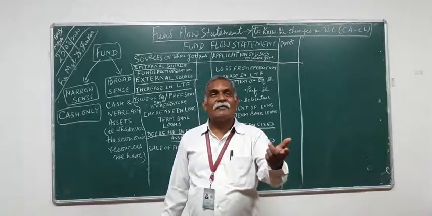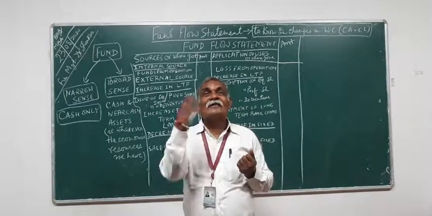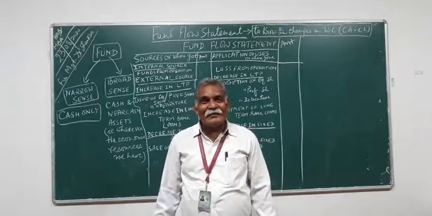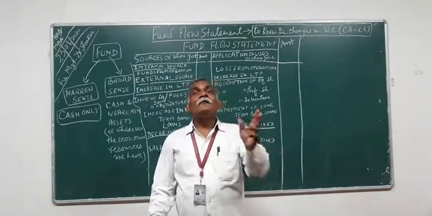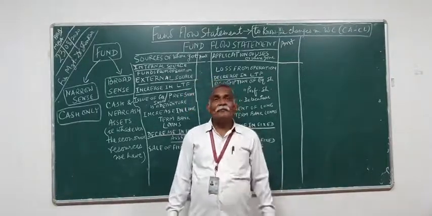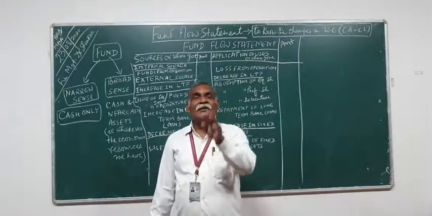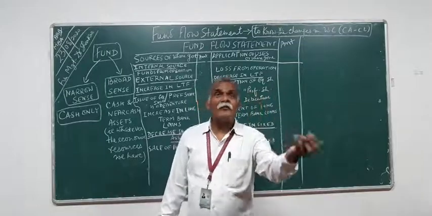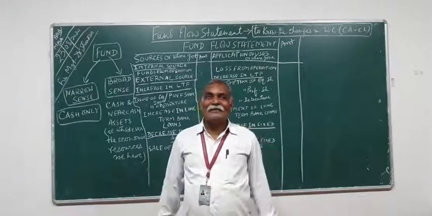How could it be possible to know whether the fund is coming inside or going outside the business? Very difficult, you cannot get it. But if you have the balance sheet of 2 years, and if the fixed assets amount, suppose in 2019 is 10 rupees and in 2020 is 15 rupees, then you will get the information.